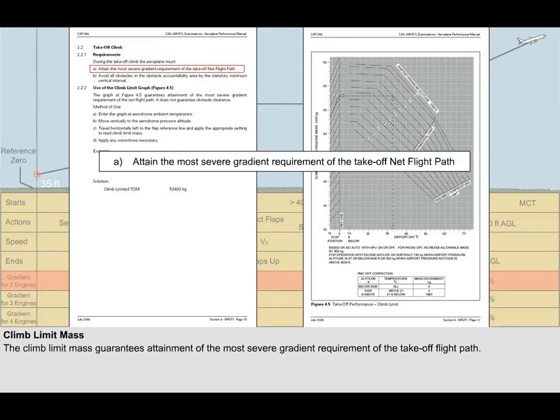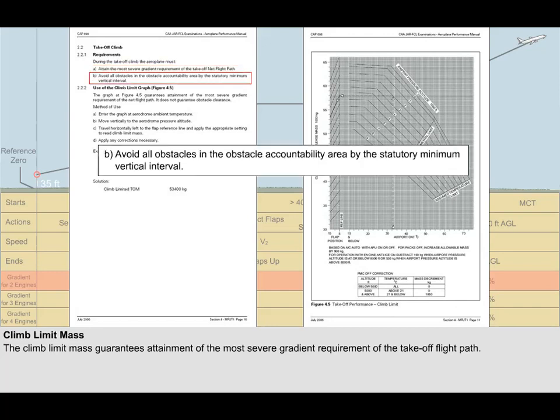The introduction to the climb section, shown on the previous page, reiterates the climb requirements, and it states that during the takeoff climb, the aeroplane must A. Attain the most severe gradient requirement of the takeoff net flight path, and B. Avoid all obstacles in the obstacle accountability area by the statutory minimum vertical interval. Both of these requirements have already been mentioned in the introduction section of this lesson.